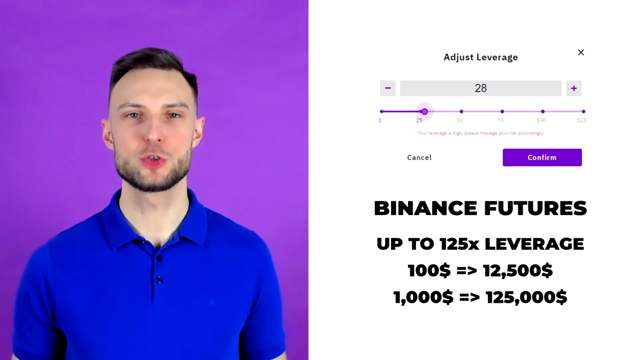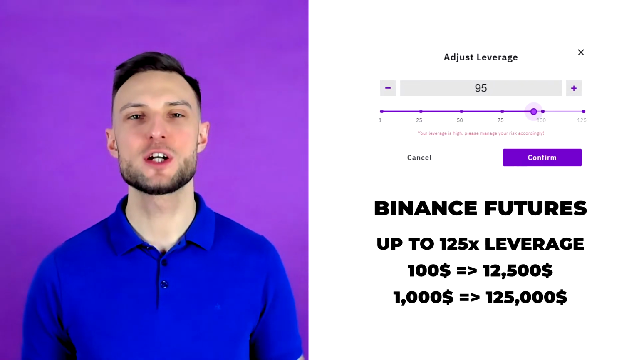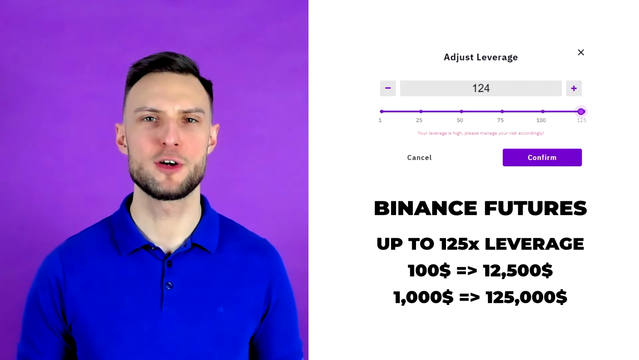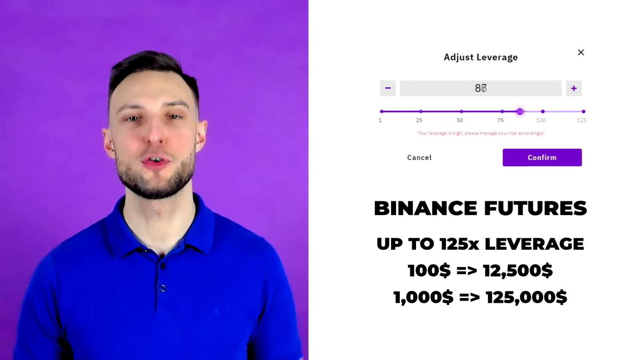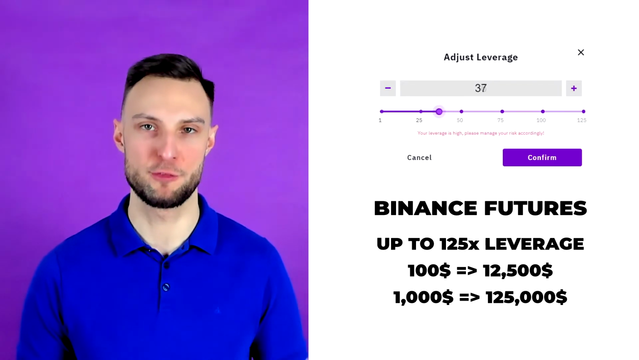Binance allows up to 125 times leverage, which means if you start with $100, you can trade with $12,500. If you start with $1,000, you can trade with $125,000, which is crazy, and I'm not saying that you should do it. If you go 100x leverage in a trade, a 1% move against you will liquidate your position. Actually lower because of the trading fees.